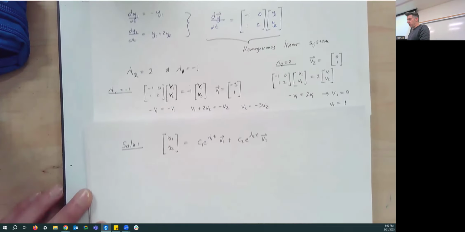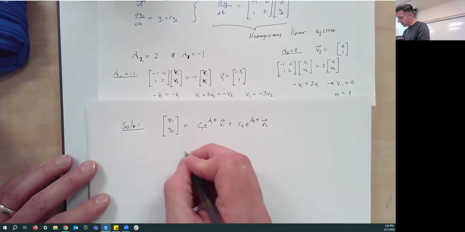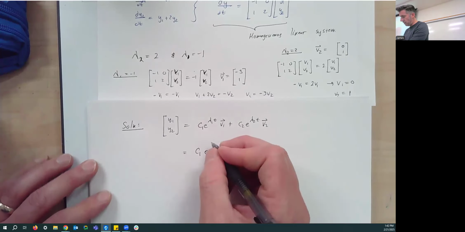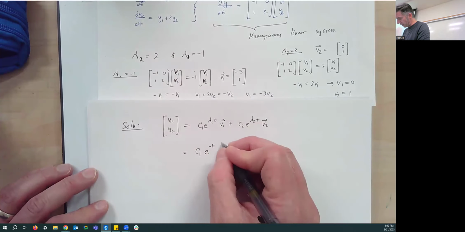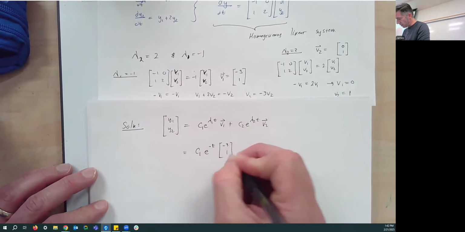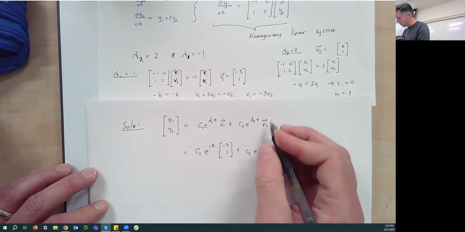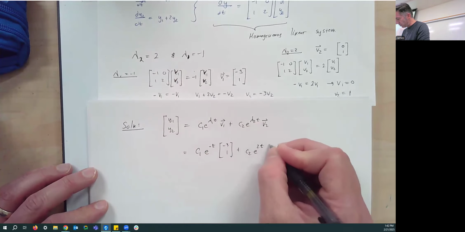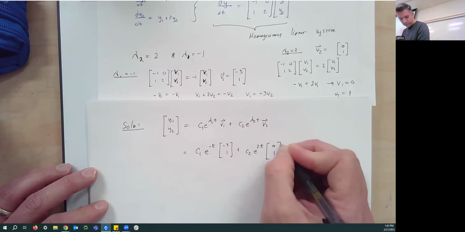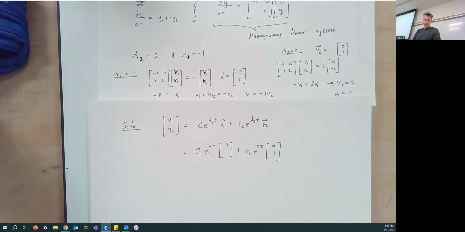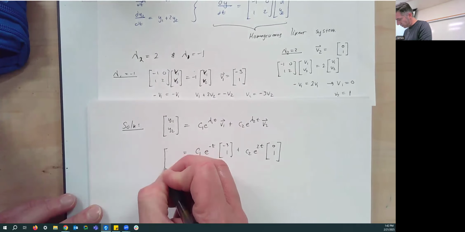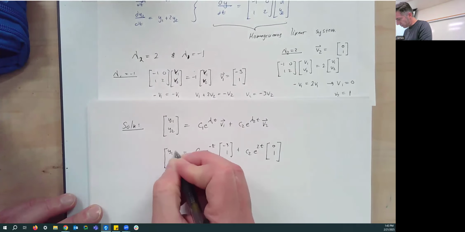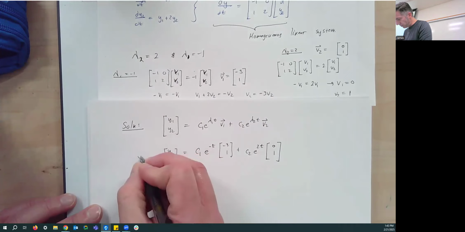Which in this case is going to be, let's see what we've got here. c1 e to the lambda 1 is negative 1 t times v1, which is negative 3, 1, plus c2 e to the lambda 2 t, so e to the 2t times v2, which was 0, 1. And that's our general solution. That's what our y1, y2 is equal to, which you might just call y of t.